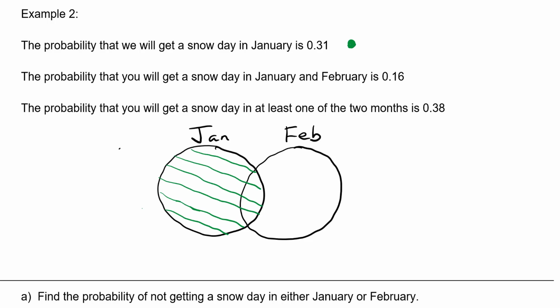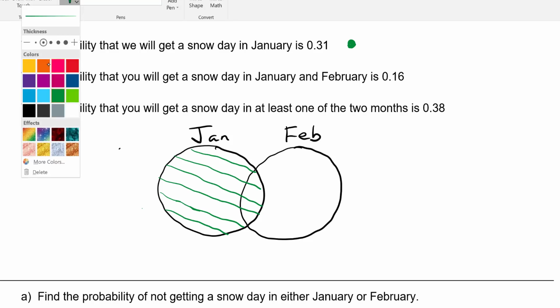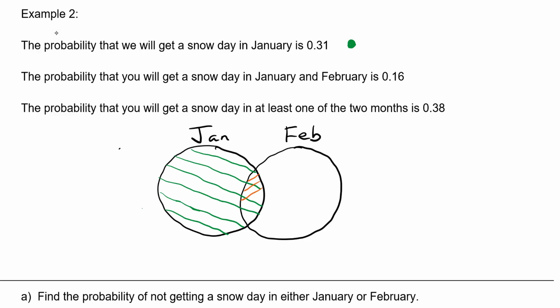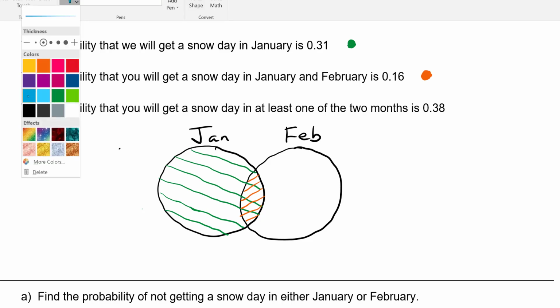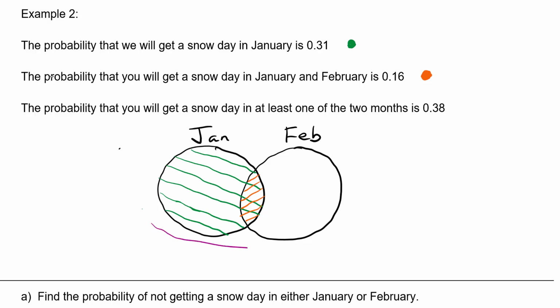Okay, the probability that you'll get a snow day in January and February, so that's my overlap. So let's change our colors here now to, let's do orange, I guess. This is my overlap, so this is going to be 0.16. Okay, and then it says the probability that you'll get a snow day in at least one of the 2 months. So once again, we'll make it purple. That's this guy right here. Okay, that's going to be 0.38.